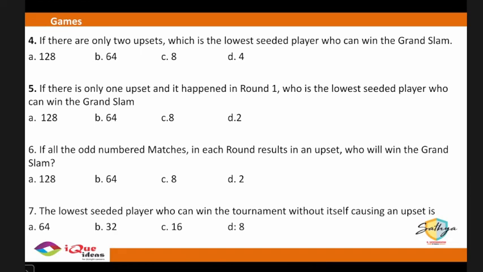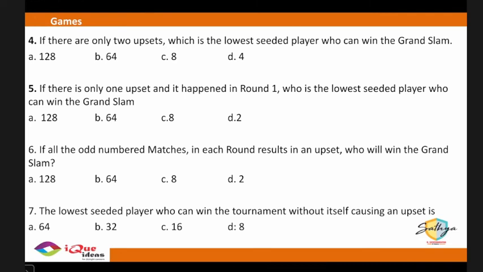Number 8. He will reach the 4th round. But then the 5th, 6th and 7th rounds need upsets for the 8th seed, because after that everyone he meets is higher than him. So 6, 7, 8, all three need upsets. So he needs 3 upsets. So by elimination also you can find out only 4.